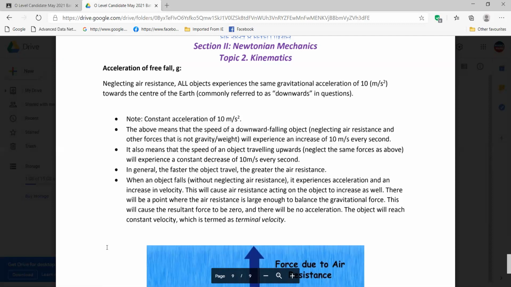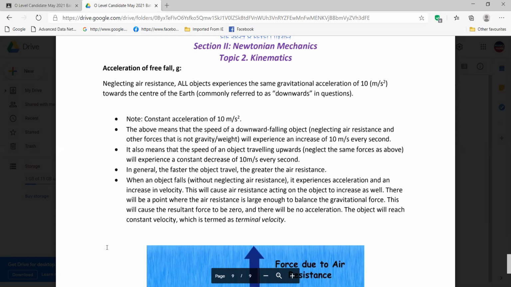When an object falls without neglecting air resistance, it experiences acceleration and an increase in velocity. This will cause air resistance acting on the object to increase as well. There will be a point where the air resistance is large enough to balance the gravitational force. This will cause the resultant force to be zero, and there will be no acceleration. The object will reach constant velocity, which is termed as terminal velocity.